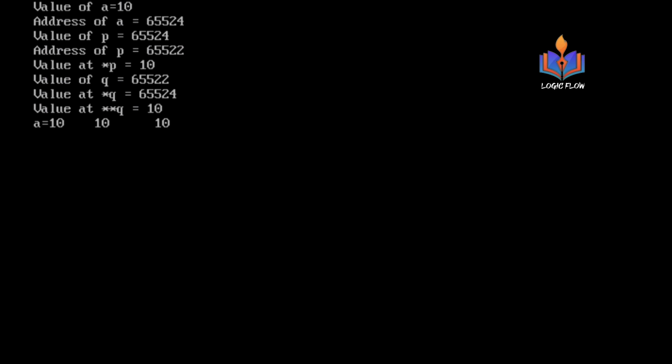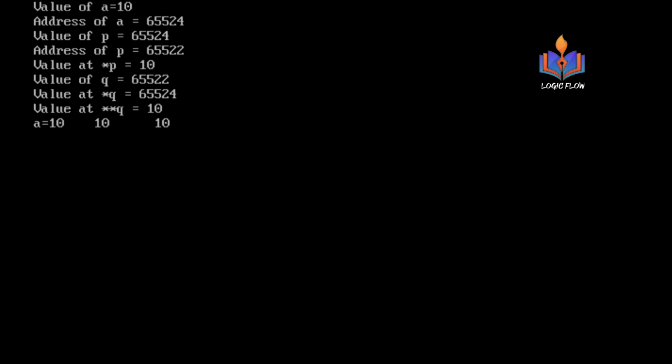Then value at asterisk q. So q is pointing to 65522. What do we have in 65522? Inside 65522, we have 65524, that is the address of a. So value at asterisk q means point to 65522, you have 65524, which is nothing but the address of a. What is the value in that location? That is double asterisk, value at double asterisk q. So value at 65524 is nothing but the value of a, which is 10.